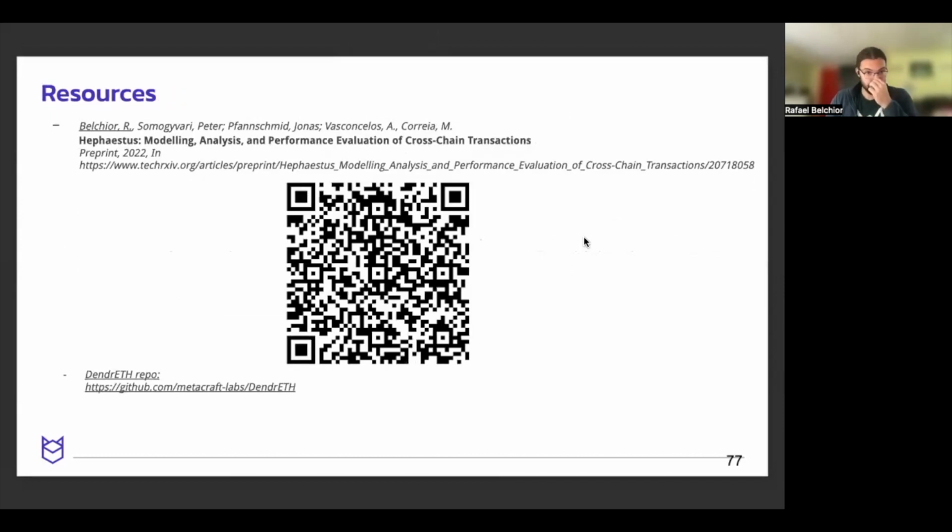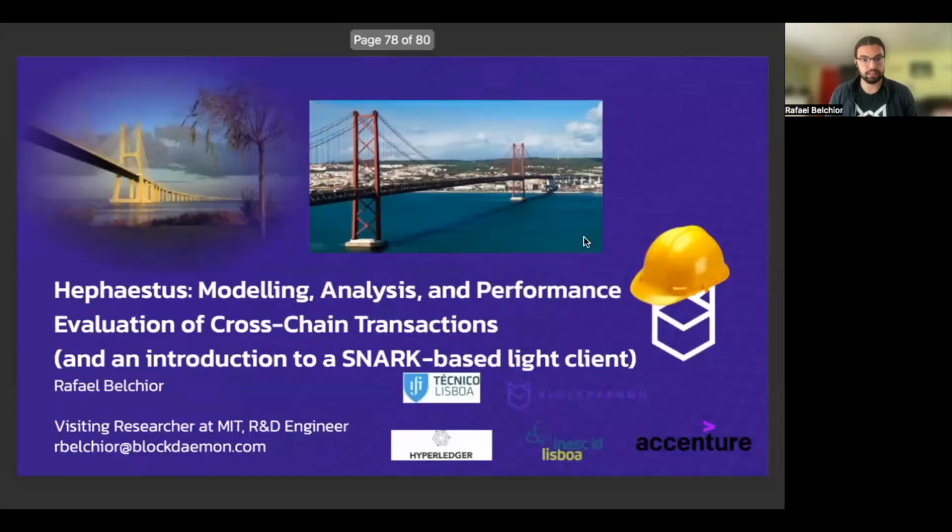Some references: you have access to our paper. It's published as a preprint. Currently, it's being submitted and peer reviewed right now. And there is also a repository. All of this is open source. You can clone the projects, you can run them, you can see how it works, you can export the code. And hopefully this will help the community protect against attacks.